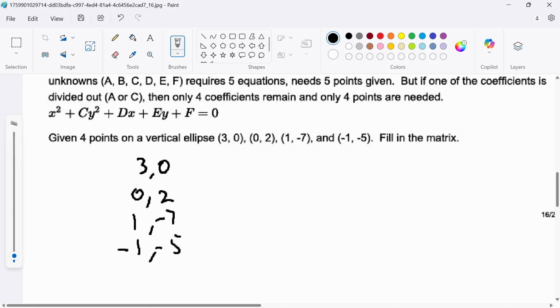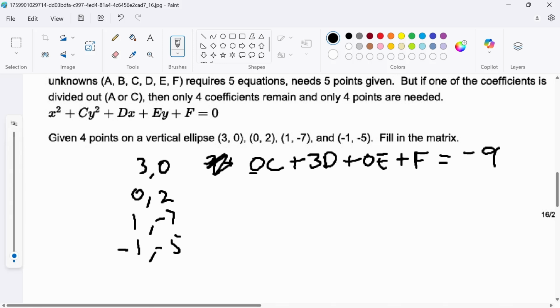So I have x squared, which is 9, plus cy squared, which is 0, so there's no c. So I'll just put 0c. dx, which is plus 3d. I just want to make sure that I don't forget to put that 0 in the matrix. Plus ey plus 0e plus f equals, and I will subtract 9 from both sides, negative 9. So in this spot in the matrix, I'm going to put 0, 3, 0, 1, and then negative 9. This one is 0 squared is 0. So if I subtract 0 from both sides, it's still 0.